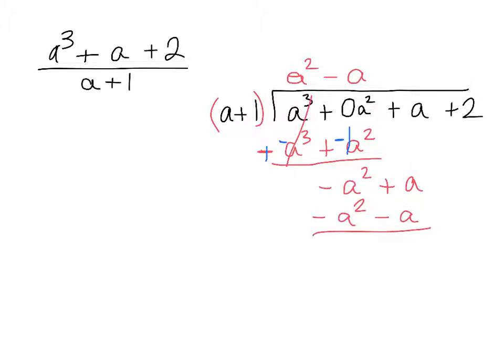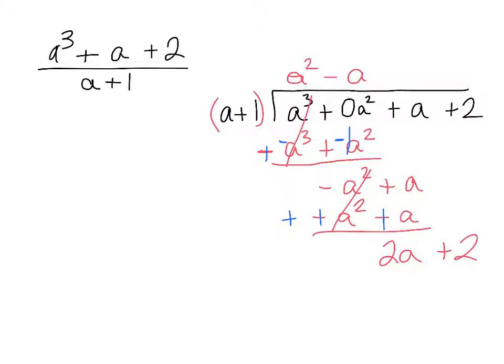Draw your line, and then remember we're going to actually be subtracting these things, and subtracting is the same as adding the opposite. So I'm just changing all the signs in that bottom row and then adding together. And you can see here that again, you have a negative a squared and you end up with a positive a squared. Those are going to cancel. That's what I want to have happen. And then I have a positive a with another positive a. Well, that's a 2a. Bring the next number down.